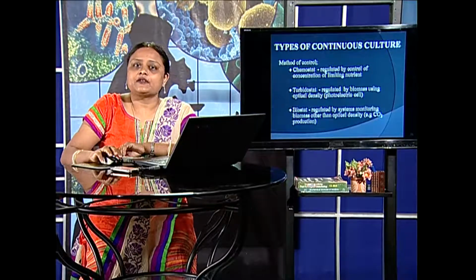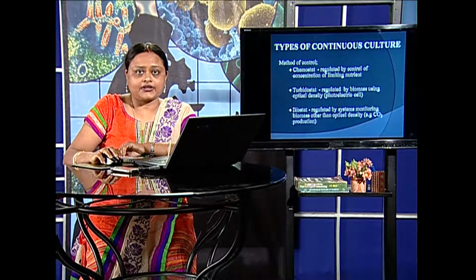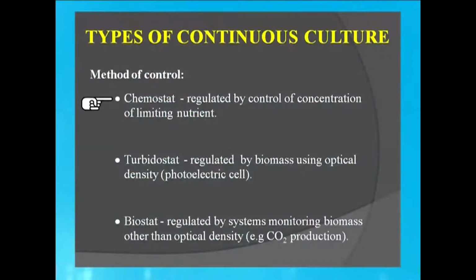There are some types of continuous culture, or rather ways in which we can maintain it. First is a chemostat, which is regulated by controlling the concentration of the limiting nutrient. The second is a turbidostat, where regulation is brought about by the use of optical density measurements, so biomass can be regulated. And thirdly, there is a biostat, where systems monitor biomass other than by optical density, for example, carbon dioxide gas produced by the organism.